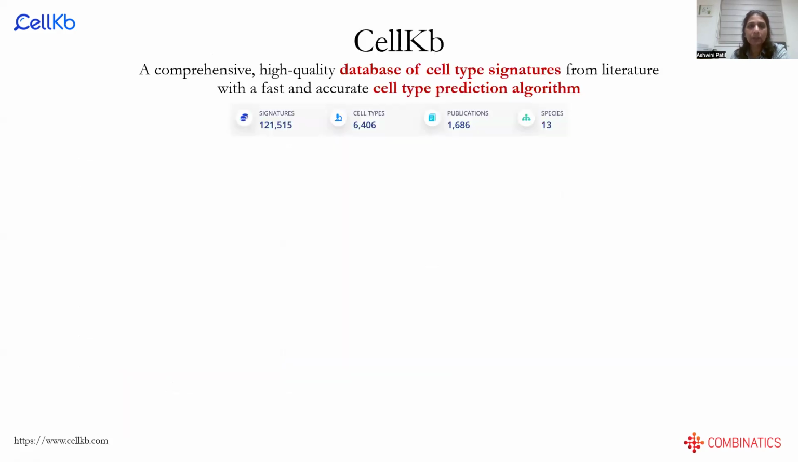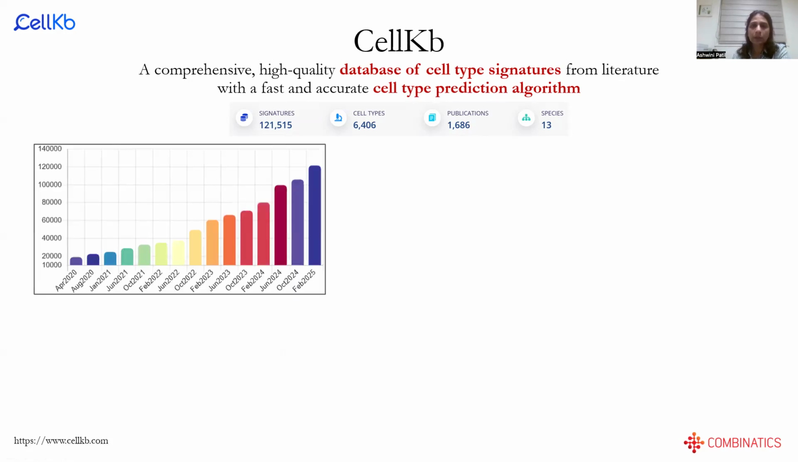So for these two challenges, to address them and make it easier to annotate cell types, we have developed CellKb. CellKb is a database of cell type signatures, which we have collected manually from literature. And it is supported with a method for cell type prediction that is fast and accurate. The recent CellKb release contains 121,000 cell type signatures across 6,000 cell types from 13 species. And these have been taken from 1,600 publications, which we have picked for high quality. I will go over how we selected them.